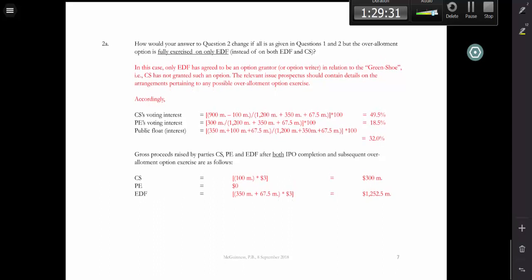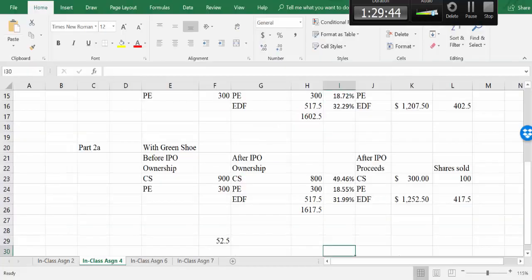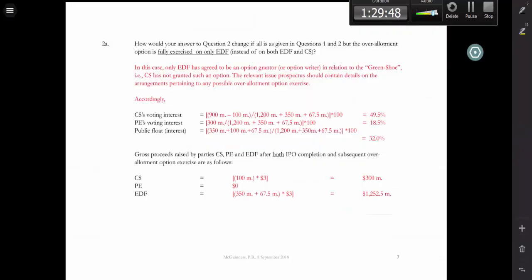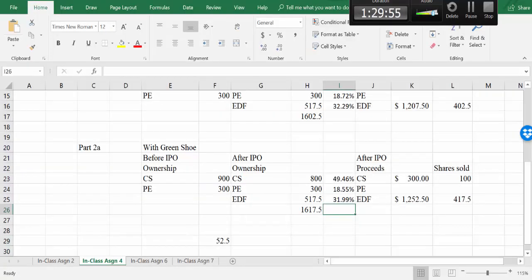The only difference is that the over allotment option is exercised fully on EDF and not EDF and CS. Okay, so the numbers are a little bit different, but the concept doesn't change. And if you can't figure out what's going on here, which I don't think is that hard, you can come to the spreadsheet and you get the same answers. So these are all formulas, as you can see. This one is already on Blackboard.